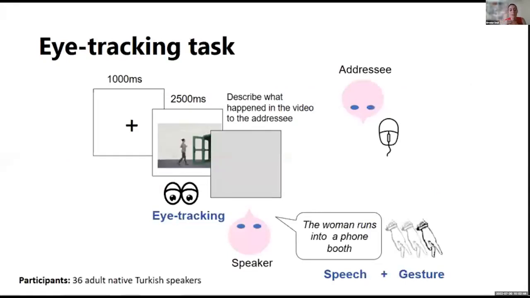To test this, we recruited adult speakers of Turkish, and we gave them videos of motion events like the ones that I had just shown you. So participants watched these events while we recorded their eye movements. And then once the video stopped, they described what happened in the video to an addressee who was sitting right across from them. We included the addressee just to make the task more communicative, but the addressee didn't actually do anything. And then people described the event using their speech and, if they wanted to, their gestures. So we also didn't give them any explicit instructions about gesturing or not.